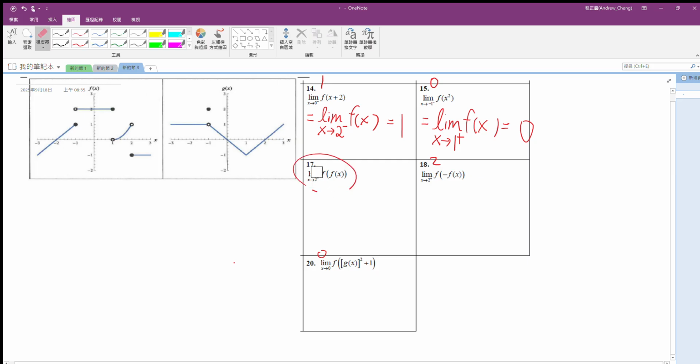Same for question 17. Question 17, x approaches 2 from the negative side, this left side, so f of x will approach 1 from below. So you can write the limit as it approaches 1 from below of f of x. Why? Because if x approaches 2, the value of y approaches 1 from below. And then approaching 1 from below, it's this side, so it becomes 2.